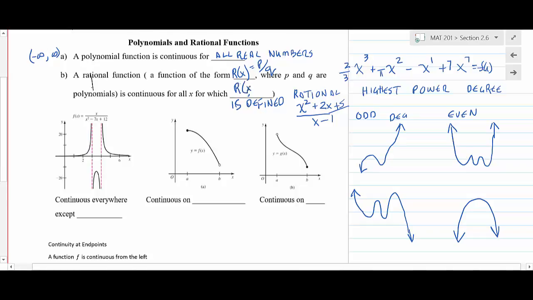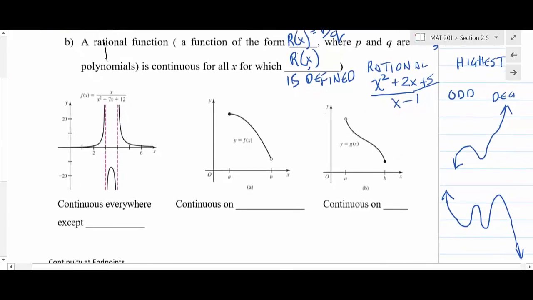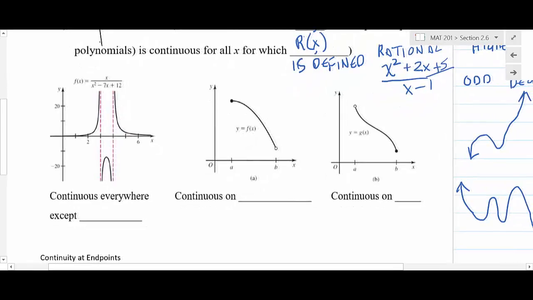So there's going to be places where the rational function's undefined. It may be a vertical asymptote. It may be a hole. It kind of depends on the situation. Okay, so these are some examples down here. So this first graph that I have right here, and I'll zoom in on these graphs a little bit as I go through these. This is a rational function. That is a ratio of two polynomials.